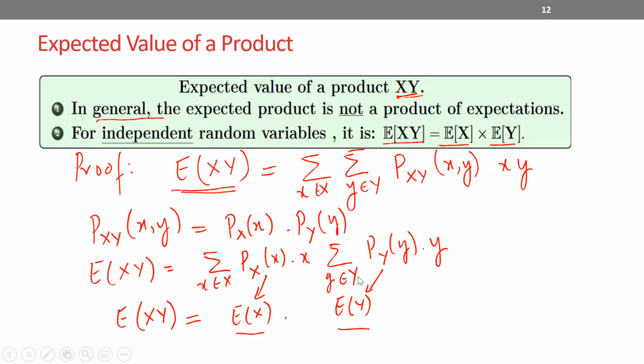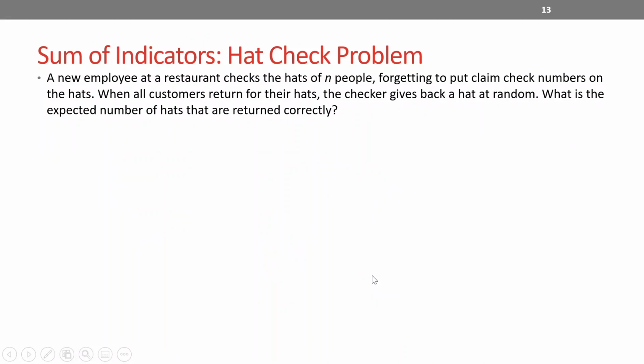Okay, so moving on to sum of indicators. A good way of understanding this problem is using the hat check problem. A new employee at a restaurant checks the hats of n people, forgetting to put claim check numbers on the hats. When all customers return for their hats, the checker gives back a hat at random. What is the expected number of hats that are returned correctly? Essentially, we're trying to find the expectation of the number of hats, whatever n is, that are returned to the right person. So let us begin with defining our random variable.